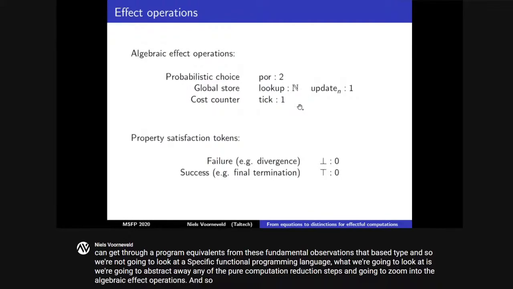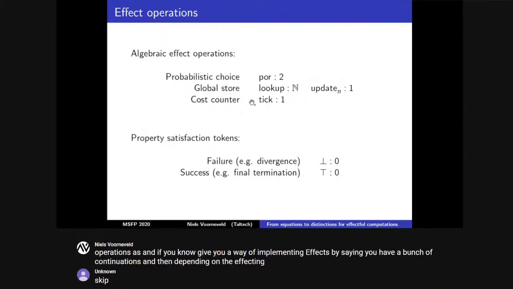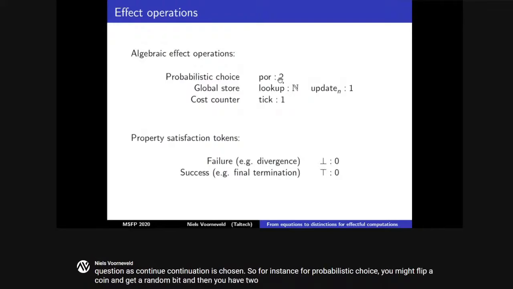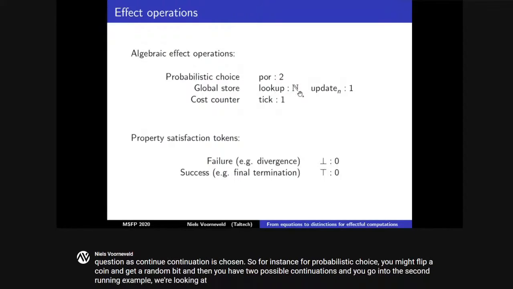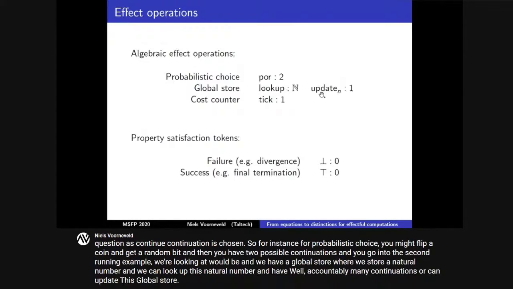Algebraic effect operations, as many of you know, give you a way of implementing effects by saying you have a bunch of continuations, and then, depending on the effect in question, a continuation is chosen. For instance, for probabilistic choice, you might flip a coin and get a random bit, and then you have two possible continuations that you go into. The second running example is a global store where we store a natural number, and we can look up this natural number and have countably many continuations, or we can update this global store, which has one continuation.